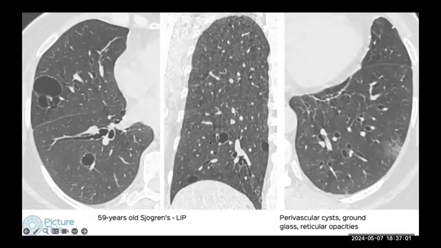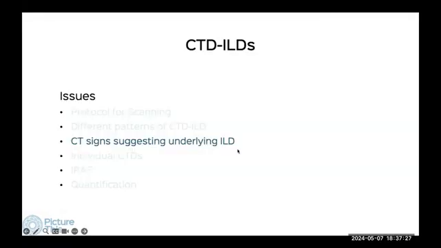Then we have cystic disease, where we see perivascular cysts as part of Sjogren's disease. Lymphocytic or lymphoid interstitial pneumonia also has perivascular cysts. But remember that this is not an interstitial lung disease until you see an ILD. So these are just the perivascular cysts of Sjogren's. And if you see an associated ILD, then that becomes LIP.